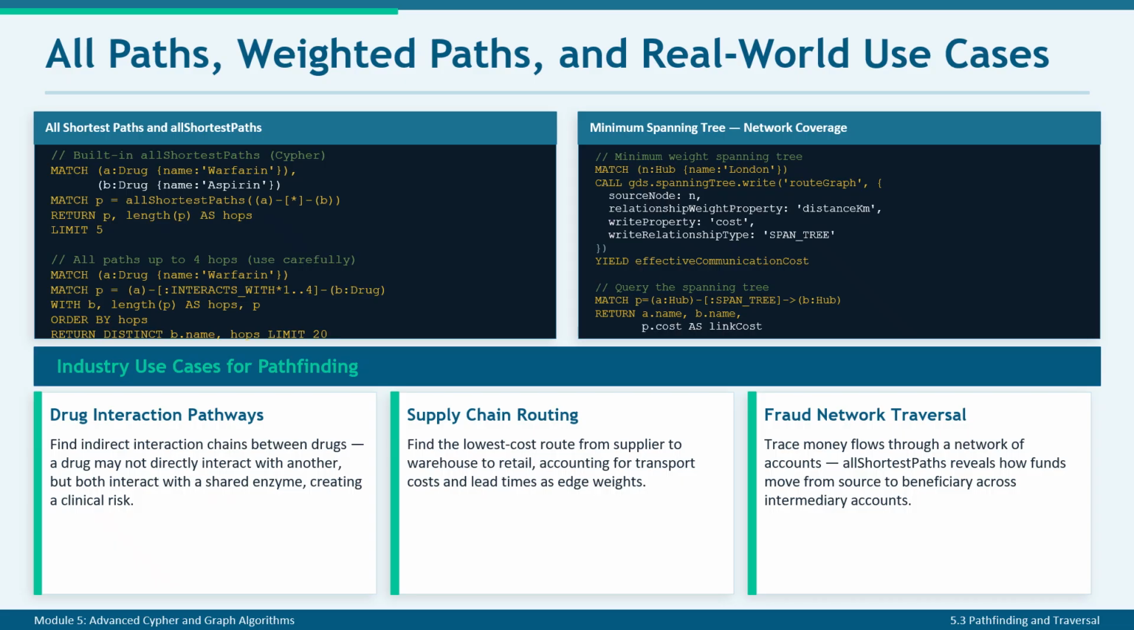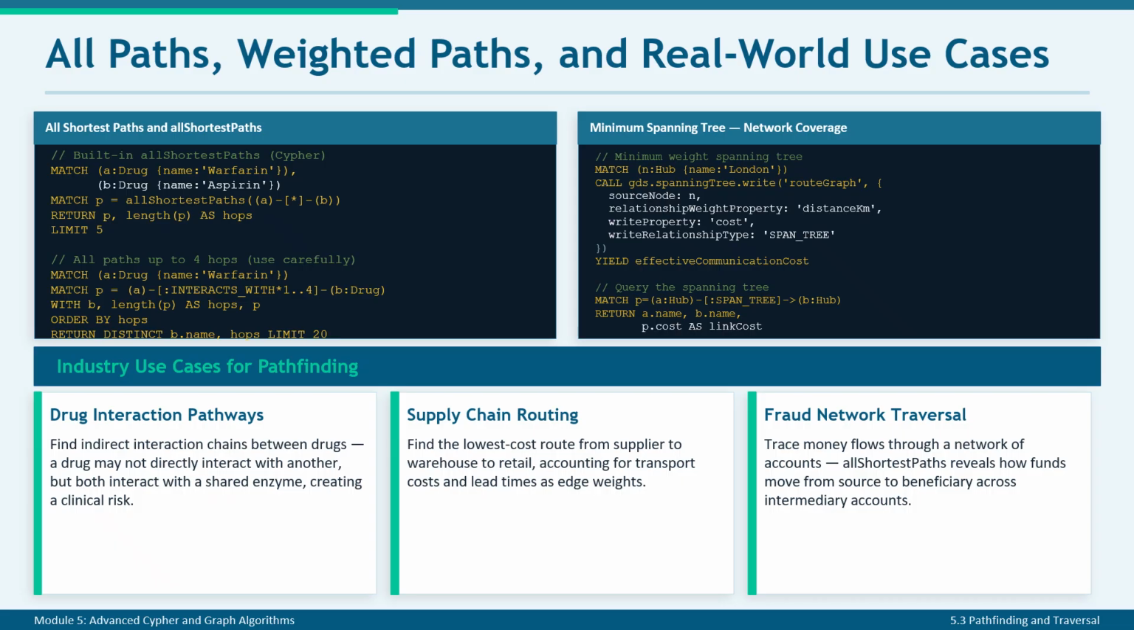The right block shows the minimum spanning tree algorithm. You provide a source node and a weight property, and GDS writes a spanning tree back to the graph as a new relationship type. The spanning tree connects all nodes in the projection with the minimum total edge weight, the cheapest set of roads that still connects every city, or the minimum set of communication links that still keeps a network fully connected. 3 industry use cases.